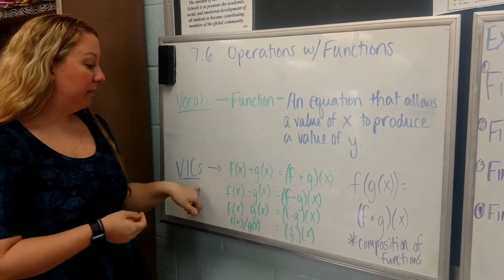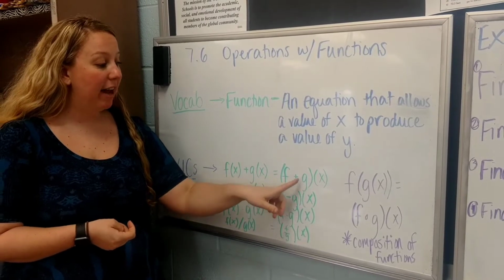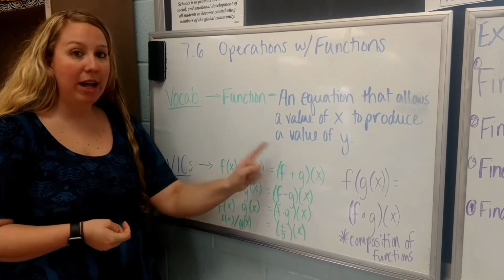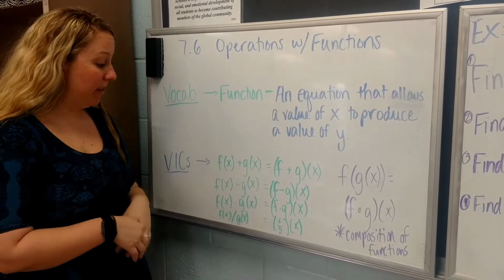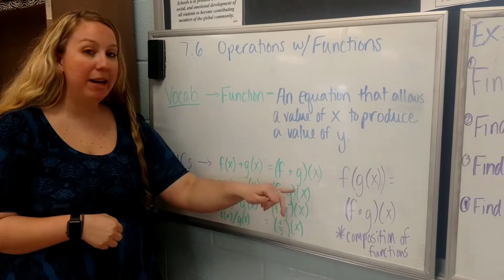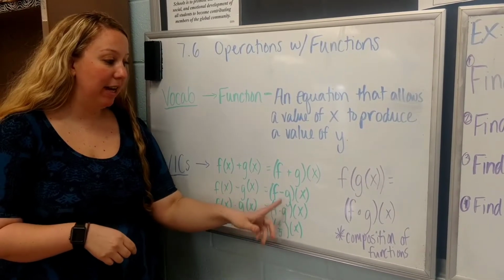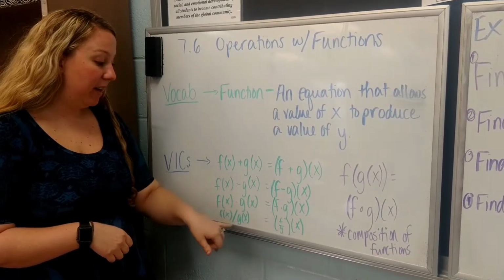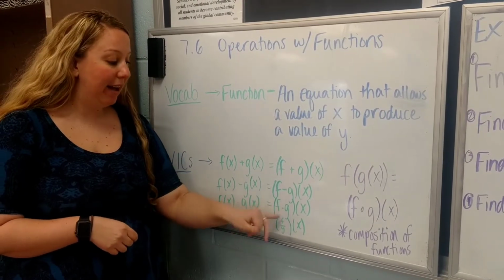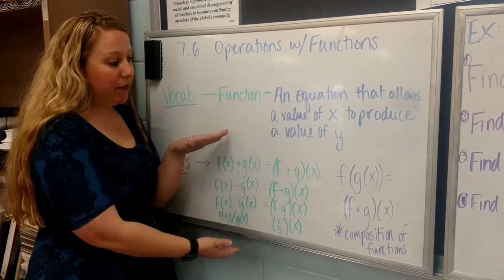Some very important concepts: we have f of x plus g of x is the same thing as f plus g of x. So it could be written the same way, but you're still adding your functions together. If you have f of x minus g of x, it's the same thing as f minus g of x. F of x times g of x is the same thing as f times g of x. And f of x divided by g of x is the same thing as f divided by g of x. So that's all your green, operations with functions.